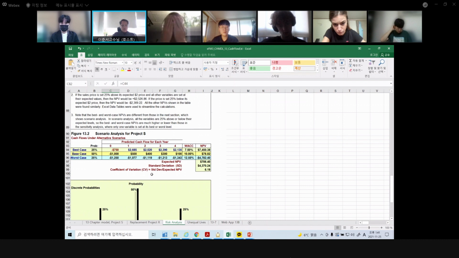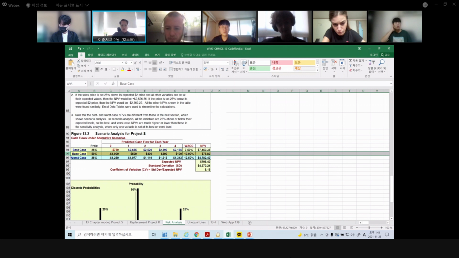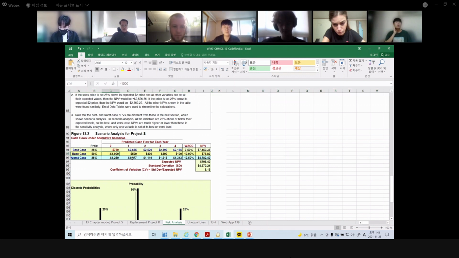Scenario analysis is just like that. This base case scenario is what we already figured out, right? So the minus $1,000: if we spend the $1,000 as capital expenditure and working capital increase, then we can generate $500 at time 1, $400 at time 2, $300 at time 3, $100 at time 4. Because WACC is 10%, we calculated $78.82 for the net present value, right?